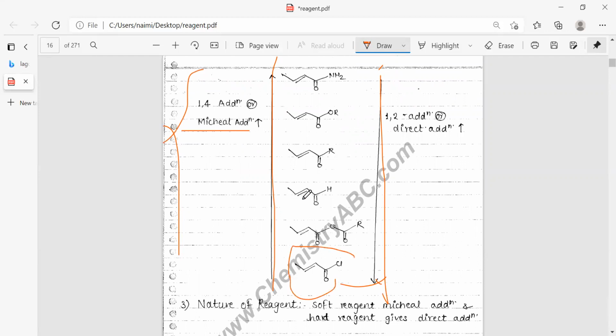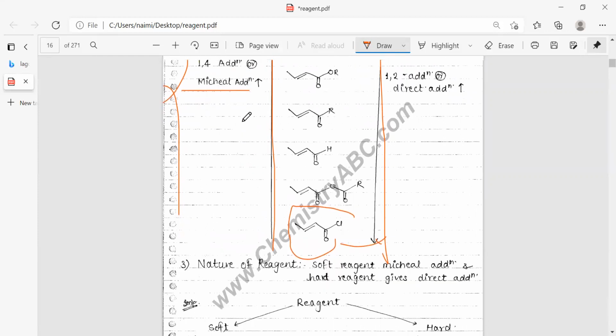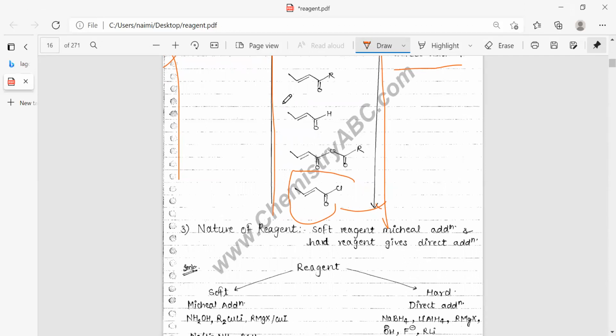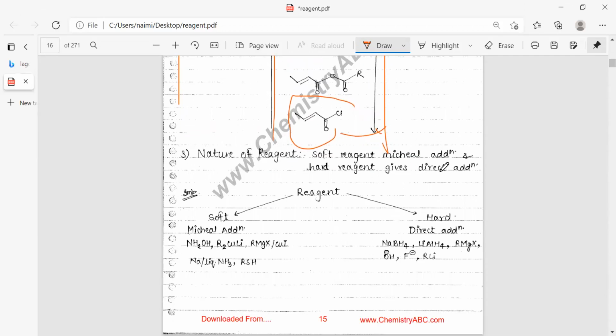Okay, then this one like that. 1,4 addition takes place at this one, and the 1,2 addition takes place via this one. So it is a reverse. You can say that by the nature of the reagents: a soft reagent gives Michael addition, and a hard reagent gives direct addition.